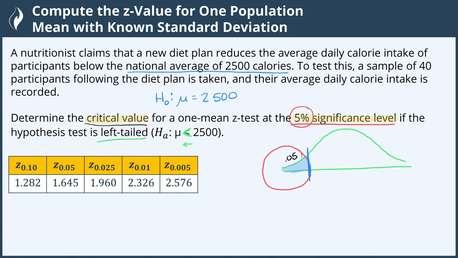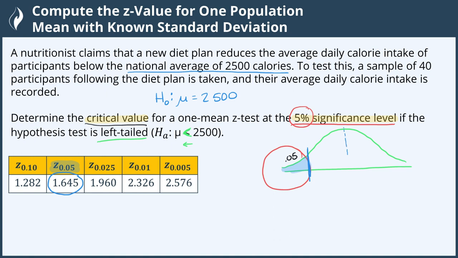The first way is we can estimate this with the empirical rule. We could also use a calculator. However, in this case, we were given a chart and we can use it instead of trying to calculate it all on our own. We were given the 5% significance level, so we're going to go over here to our chart and find z sub 0.05, giving us a critical value of 1.645.